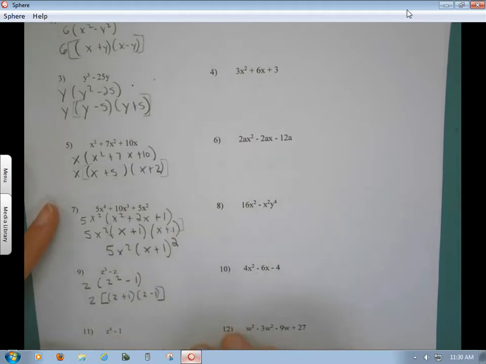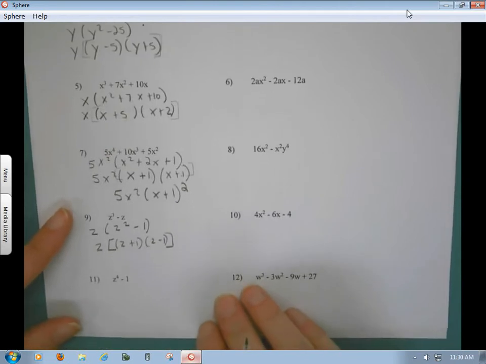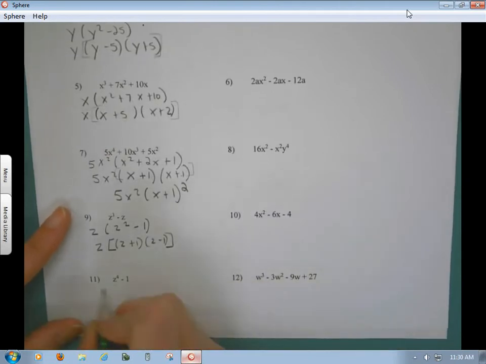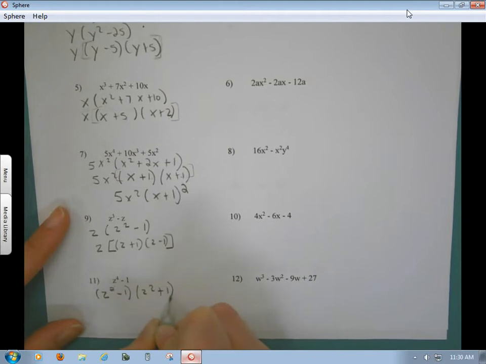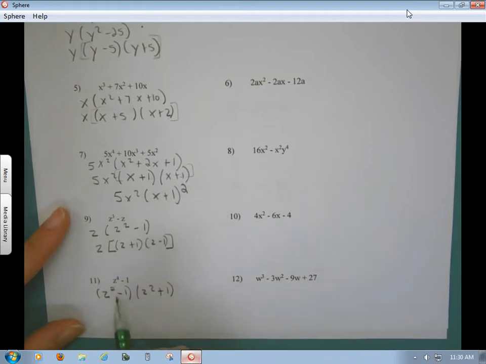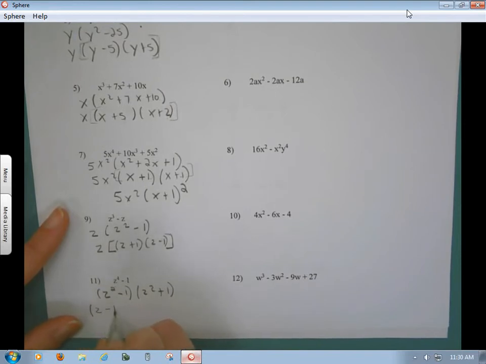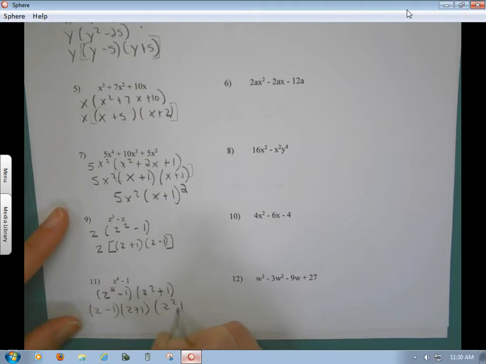Okay, then the last one. It is the difference of two squares. So you've got z squared minus 1 and z squared plus 1. Oh, you have the difference of two squares again here. So you've got z minus 1, z plus 1 times z squared plus 1.